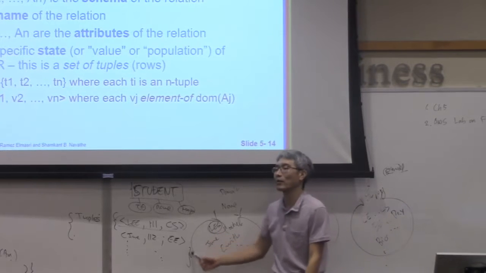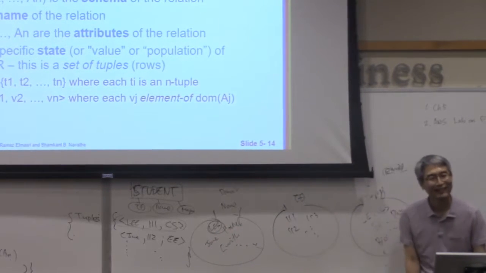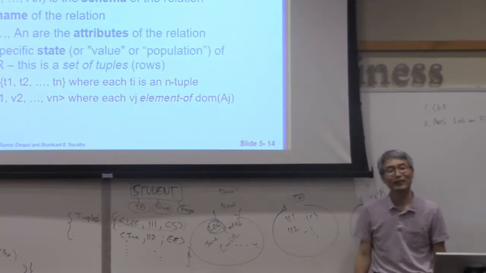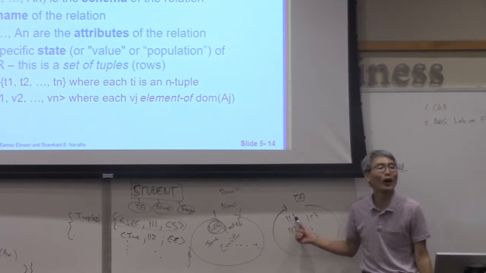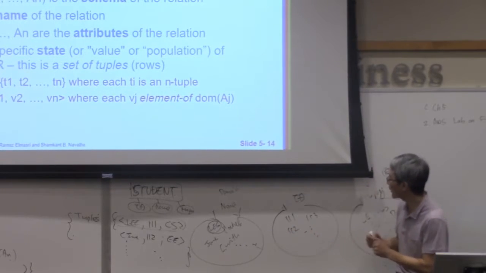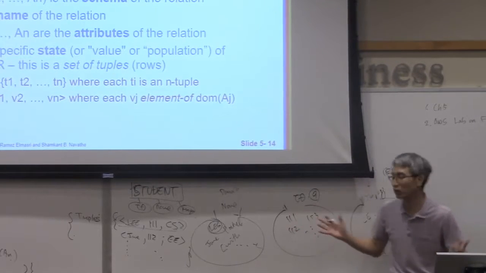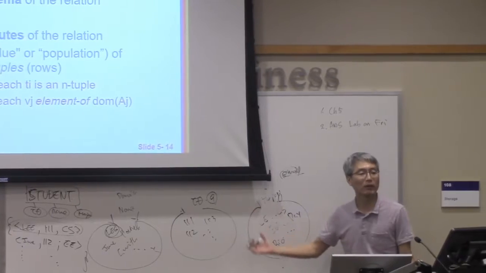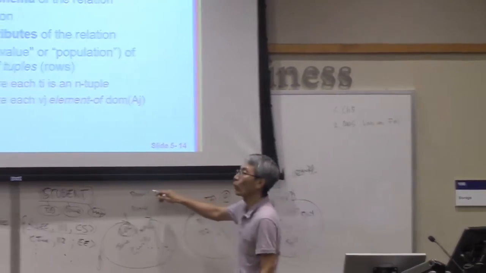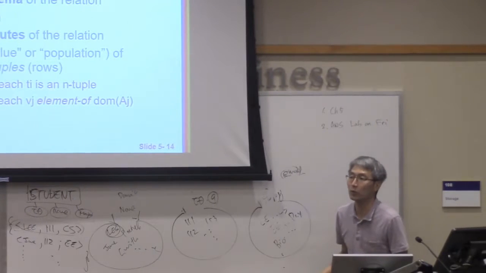So practically, it's not possible to create the domain. What about the ID even? Even though it's a finite set, the number of combinations is definitely huge. So we don't know how many. We can limit ID to 9 digits, even though it's a huge number. Major, how many different majors? It's really big. So creating a domain is not practically possible in a computer system.